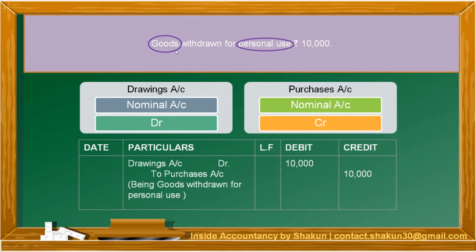Now, goods are going out. Now, will the proprietor earn profit from himself? Will he take the goods from his own business at selling price? No, he won't do that. So the goods are going out and they are going out on cost price. Therefore, purchase account is credited. So drawings account DR to purchases account.